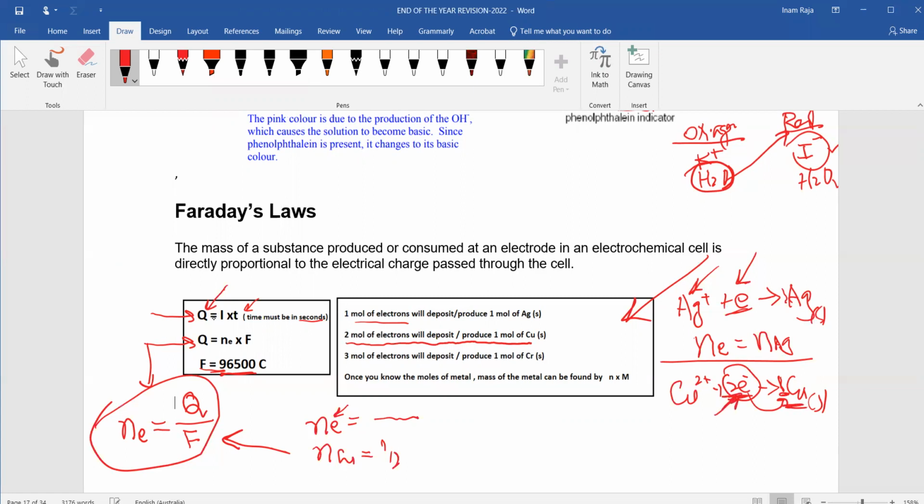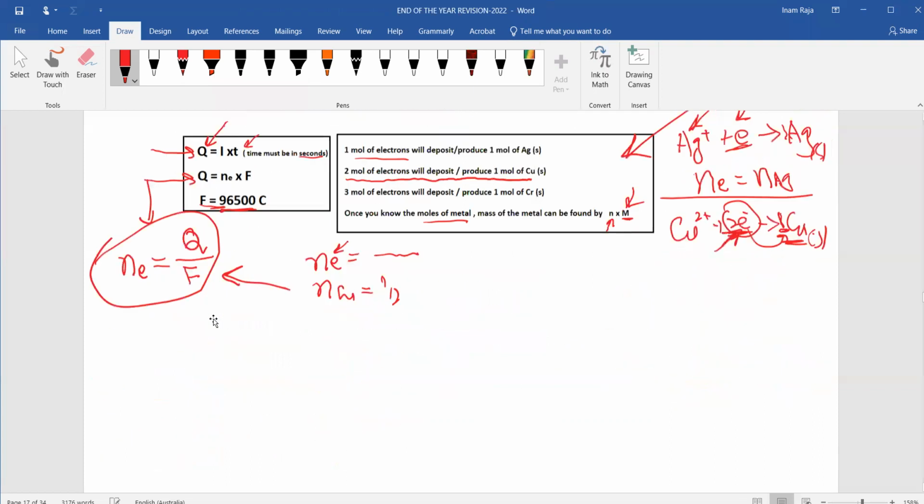So once you know the moles of metal like Ag or copper, simply multiply those moles with the molar mass of copper or Ag, and you will find the mass. All right, and the molar mass you can find from the periodic table.